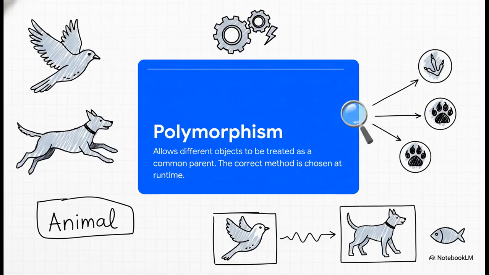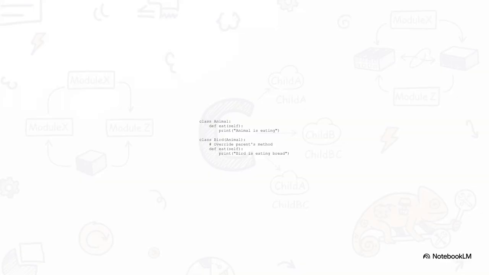And the cool part is, Python figures out which specific method to run at the very last second when the code is actually executing. So let's see a classic example. We've got a base animal class, right? It has a pretty generic eat method. Then we have a bird class, which is a type of animal. But the bird provides its own, more specific eat method. It overrides the parent's method.